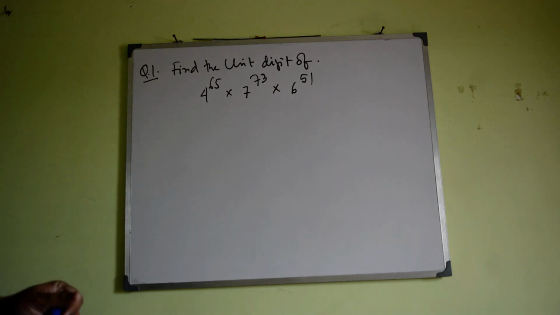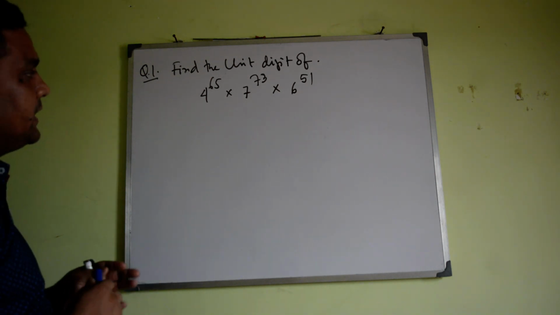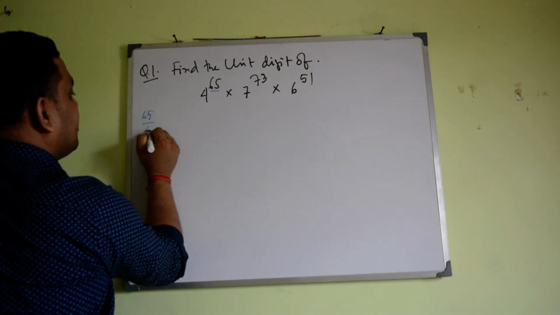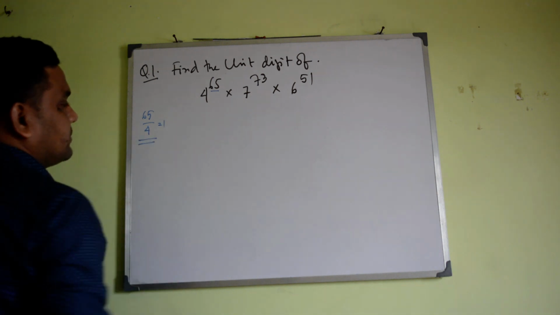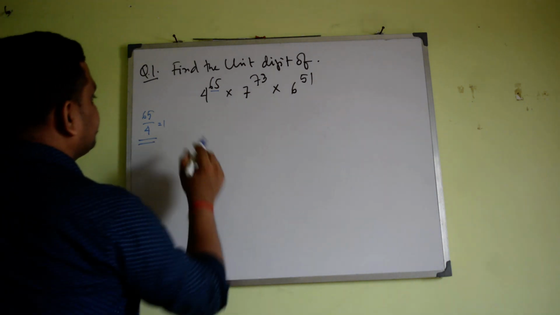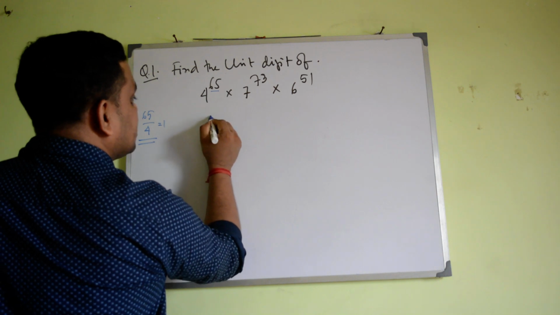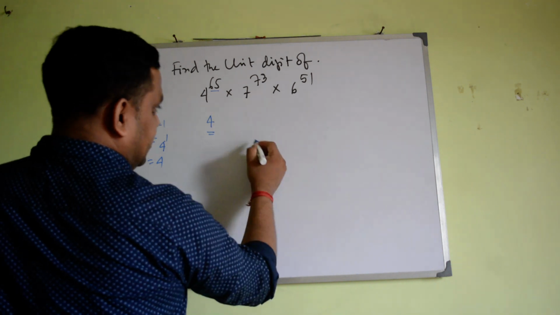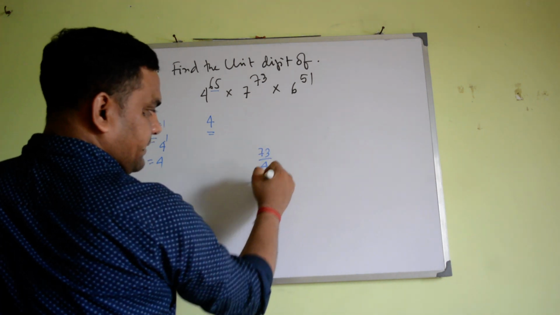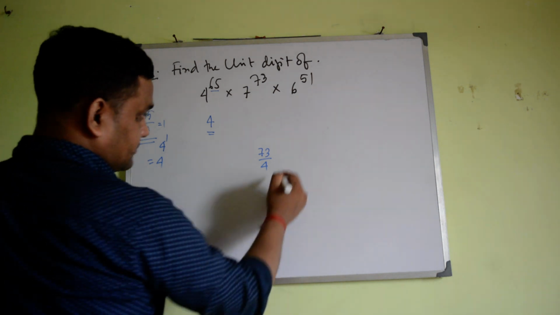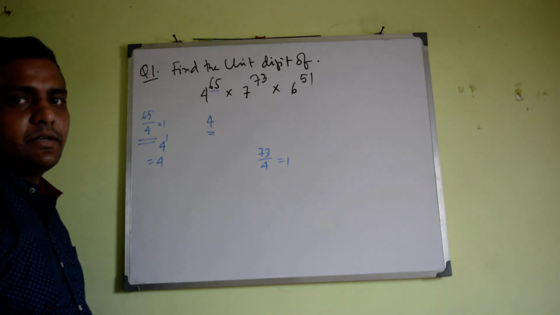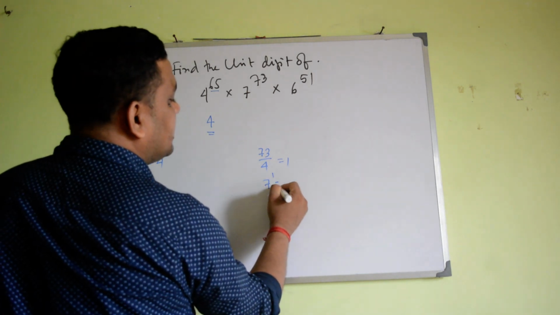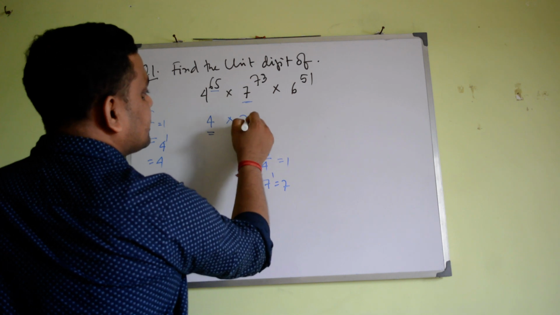It's very simple. You just need to calculate the individual unit digits. Let's say here 65. So 65 divided by 4. What is your possible remainder? The possible remainder is 1. So 4 to the power 1. That means the unit digit is 4 here. Here 4 to the power 1 is equal to 4. In the case of 73, 73 divided by 4. What is your possible remainder? Again 1. 4 into 18 equal to 72. So again here 7 to the power 1. So 7, single digit. So into 7.